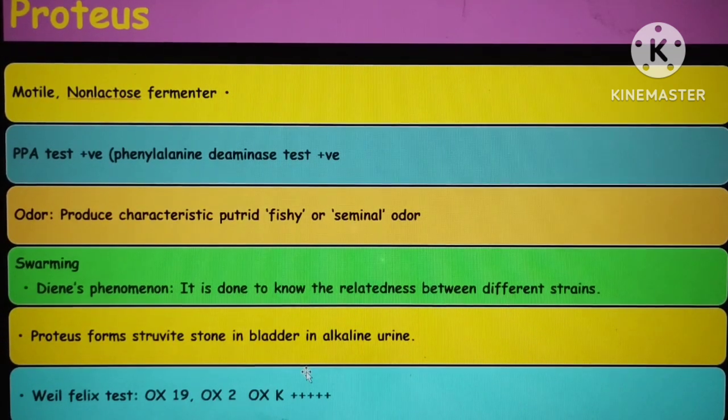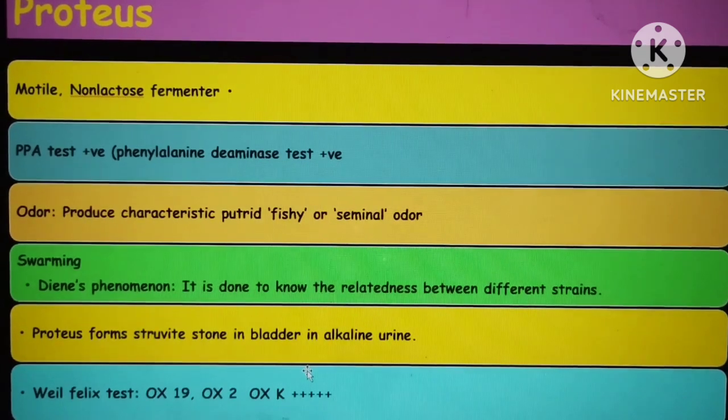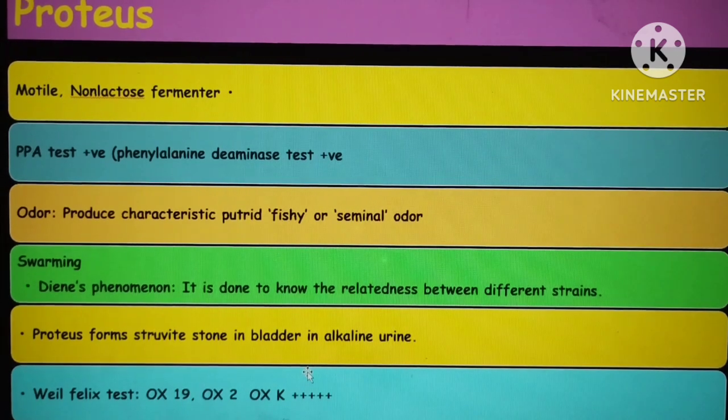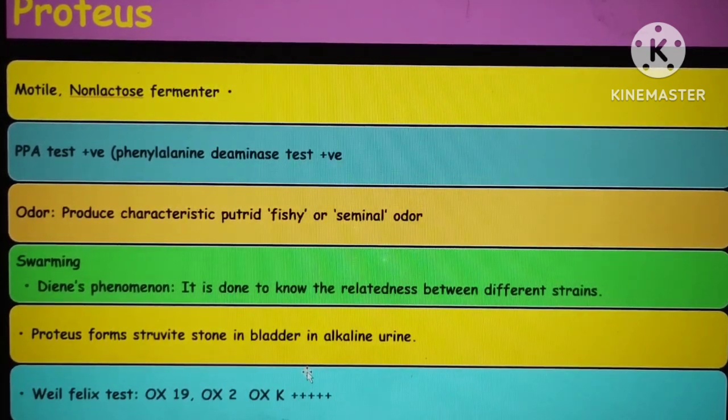The specific test for Proteus is the PPA, that is the phenylalanine deaminase test. It has a peculiar odor called a fishy odor or seminal odor. And Dienes phenomenon: if there are two species, one is mirabilis and the other vulgaris, and you streak them on a plate, if they are the same species they will meet together. If they are different species, they will move away from the central line.